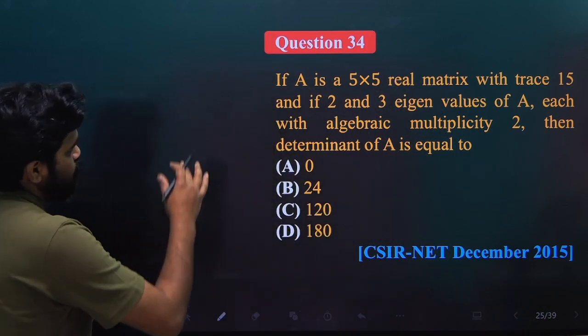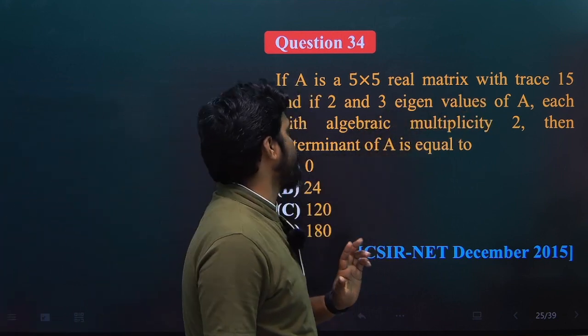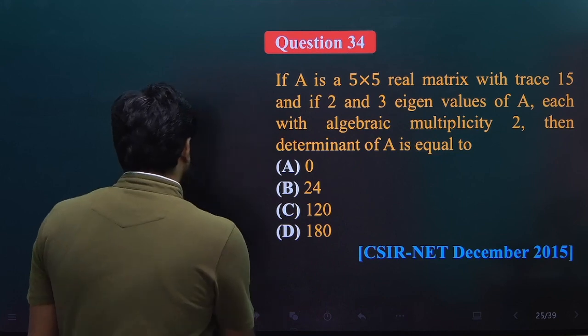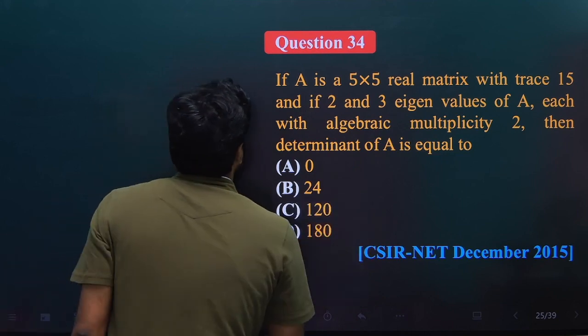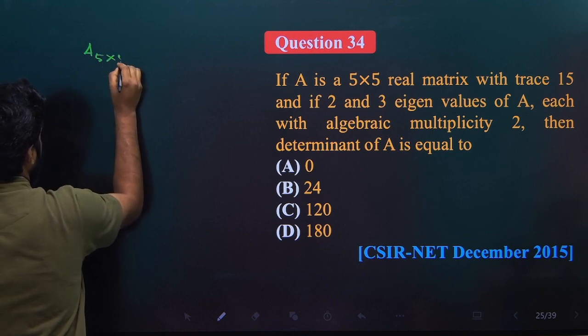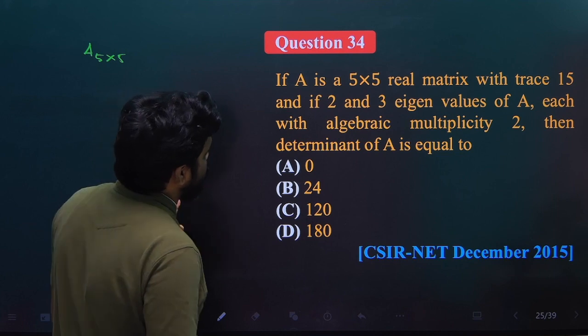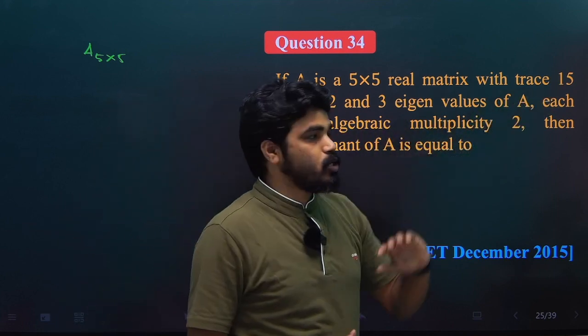if A is a 5 cross 5 real matrix with trace 15, what is given? Here it is given that A is a 5 cross 5 matrix, okay, with trace 15, that means sum of eigenvalues is equal to 15.